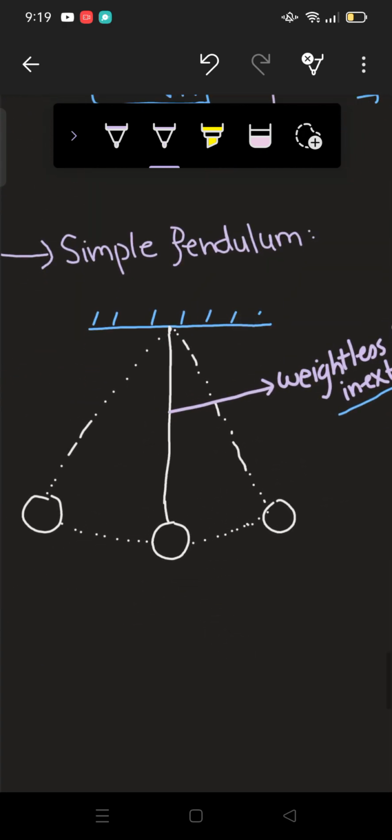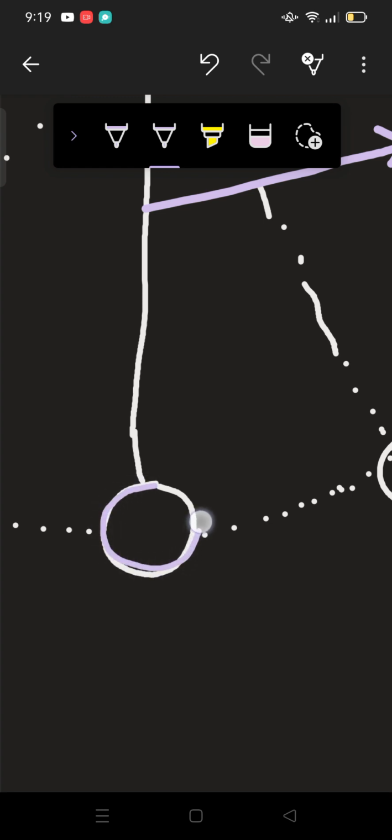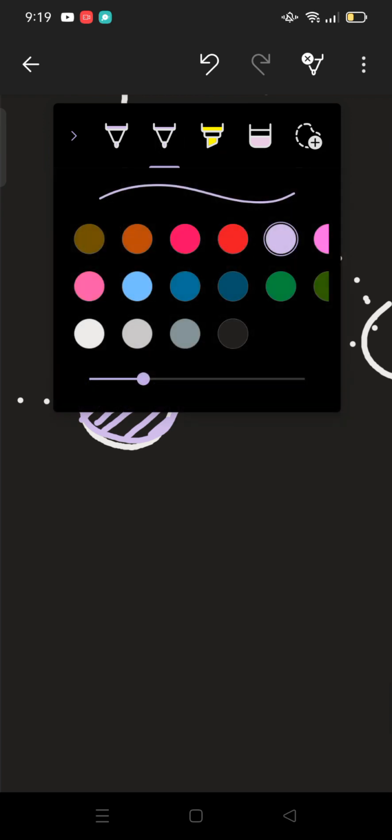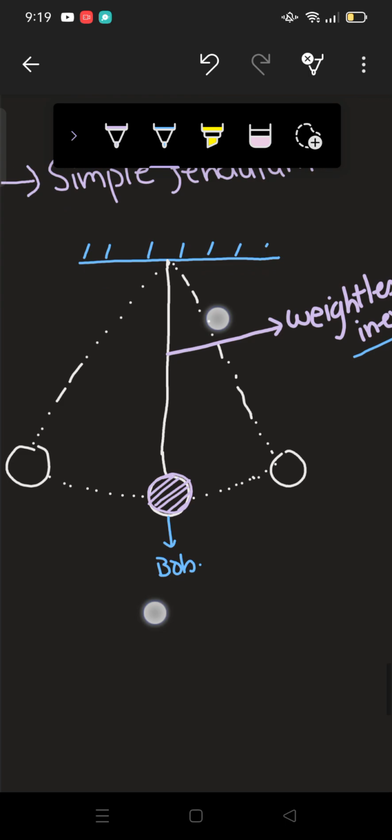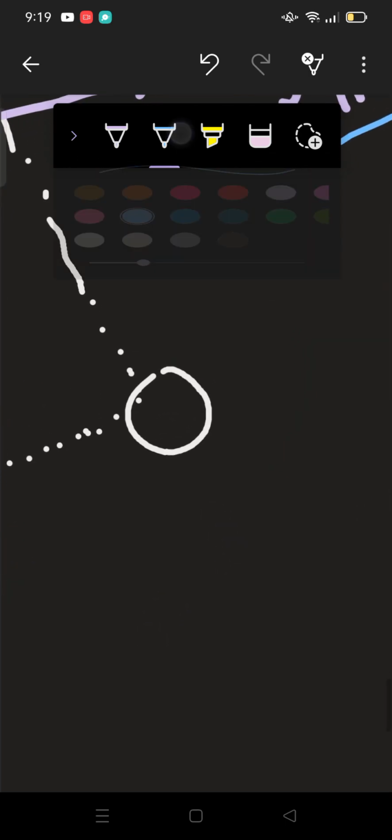Second thing, this suspended mass m is what we call the bob in the simple pendulum. So the mass m which is suspended to a fixed support by a weightless and inextensible string is what we call the bob, right? Now see, this bob will experience three basic forces.